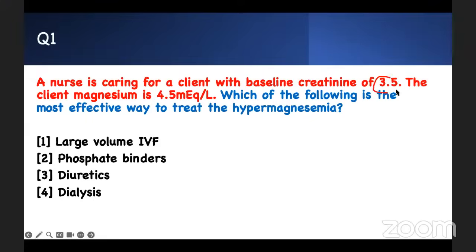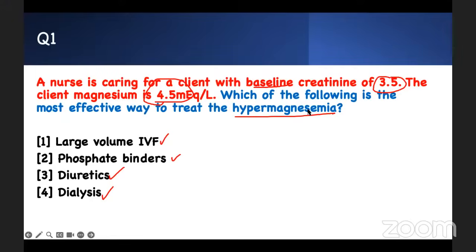This patient creatinine is 3.5 baseline. The magnesium is like 4.5, and you want to treat it. What do you think? You can put your answers. Do you give a large volume IV fluid, phosphate binders, diuretics, or dialysis? What do you guys think? Think about it.